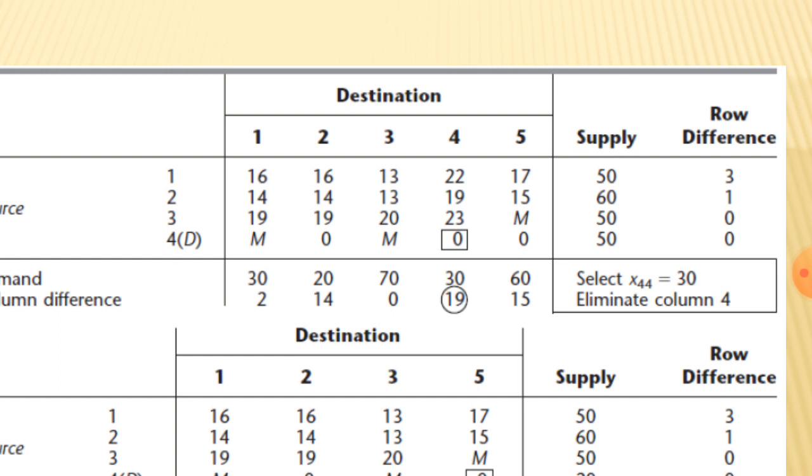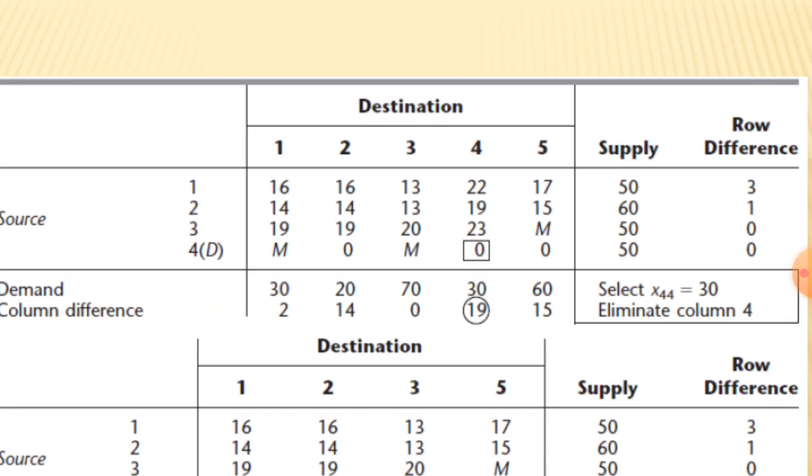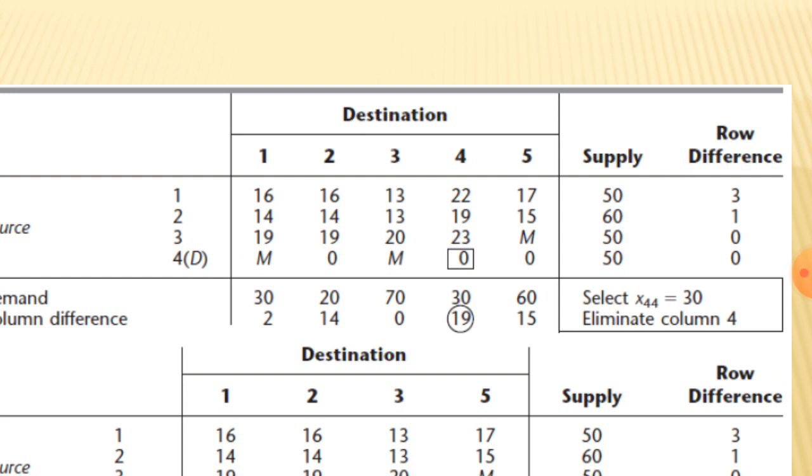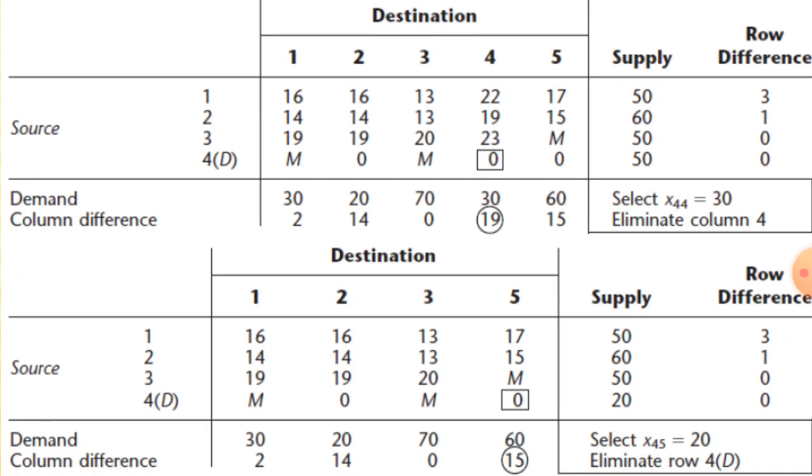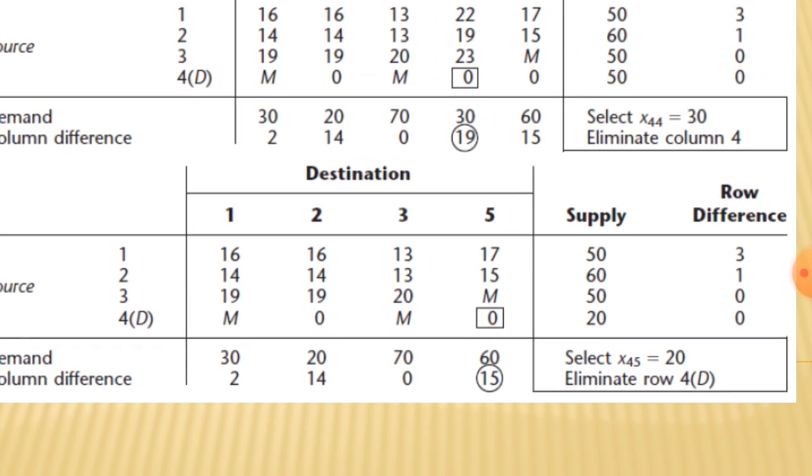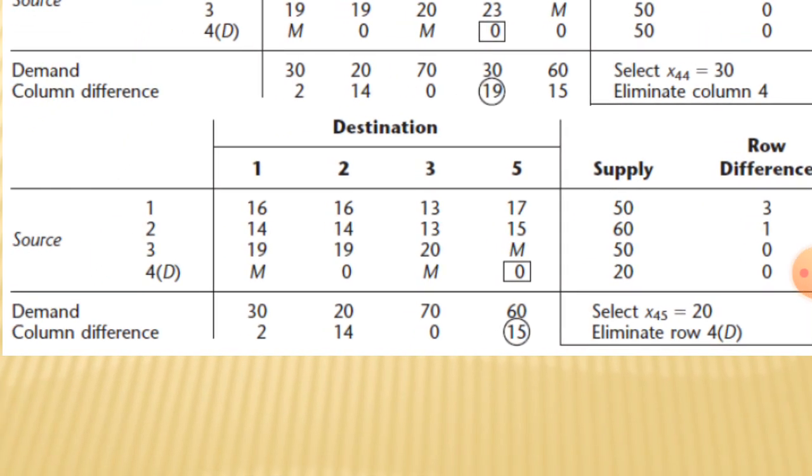Which is the maximum penalty here? It is available in the column. In the fourth column, the minimum cost is 0. What is available? Demand of 30 is available. In the same column, what supply is available? 50 is available. You have to assign 30 to the low cost. Okay. In the low cost, you have to assign for this. And you have to repeat the steps again and again.